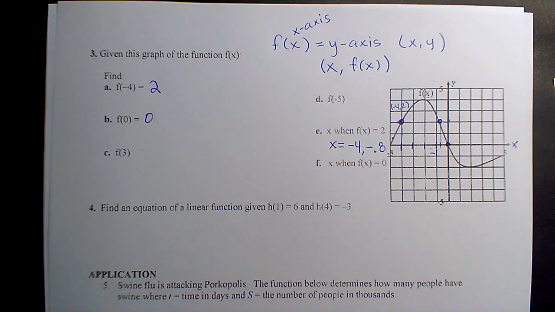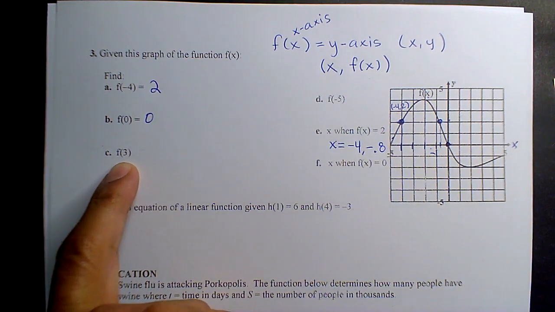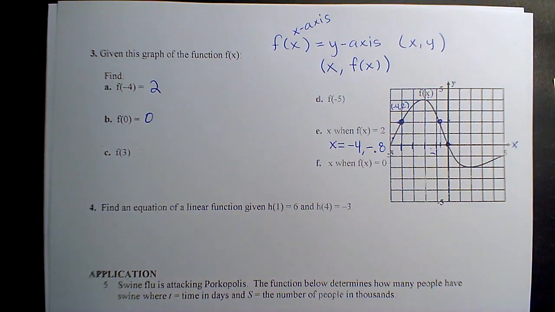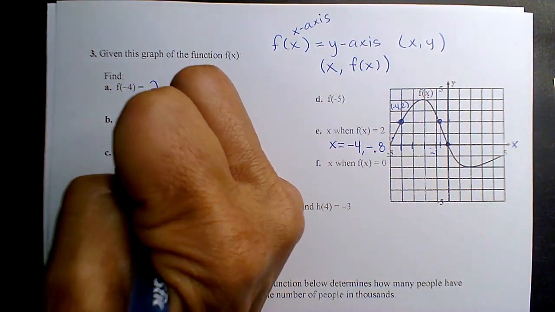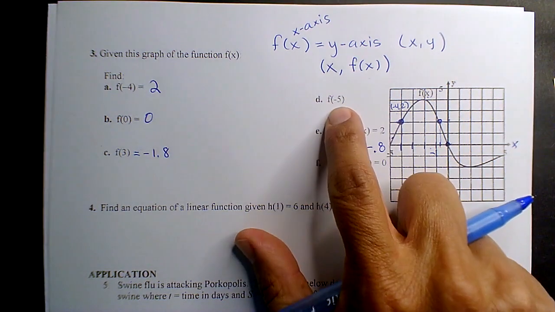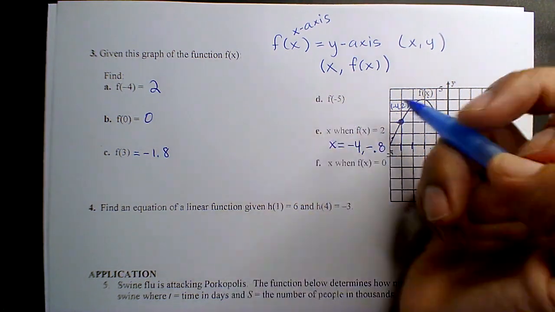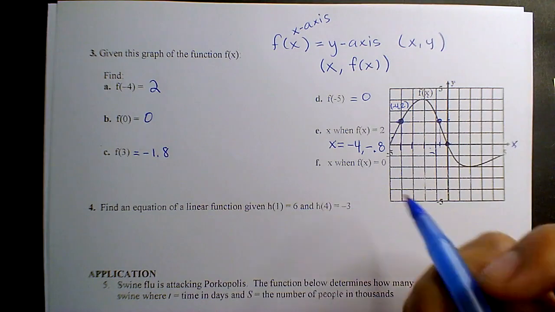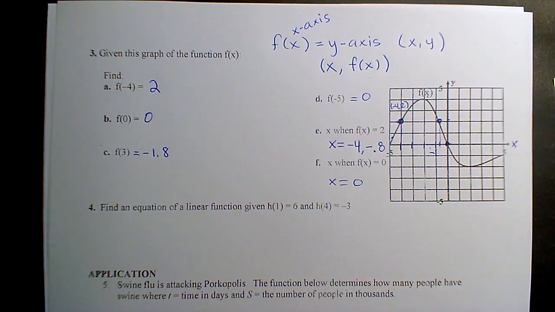Right, really quick then, what are your answers? Okay, what'd you get for f of 3 is equal to what? Negative 1.8. And again, if you put 1.7 or whatever, it's fine. Okay, it's an estimation. What'd you get for f of negative 5? 0. And what'd you get for this one? 0. Is that everybody okay?